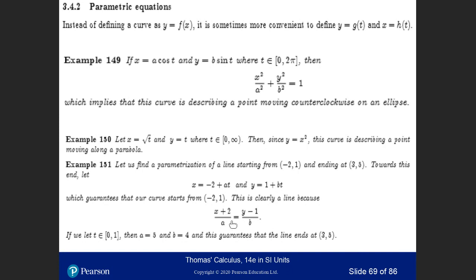(x + 2) over a is equal to t, (y - 1) over b is equal to t. These are equal. That's the equation of a line, which starts at (-2, 1) and ends, when t is equal to 1, at (3, 5). So you can parameterize a line in this way, if you are given 2 points, of course.